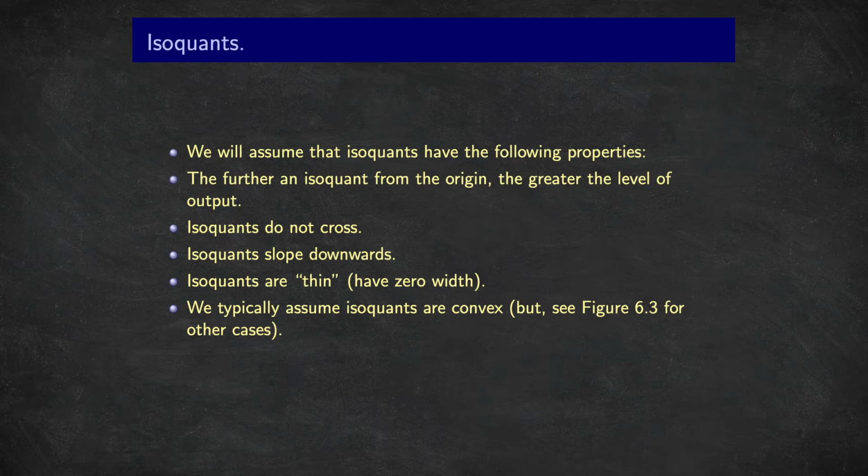We will also assume some basic properties, such as isoquants do not cross, isoquants slope downwards, and isoquants are perfectly thin, so they have zero width. Further, we will assume that isoquants are strictly convex. This is a typical assumption, although there are other cases, but the assumption of strict convexity of these curves has a specific economic interpretation, which we'll discuss next.